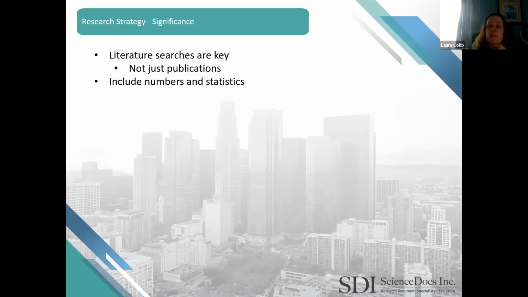Another key difference is really the type of information that you want to include. With an SBIR, it's really important that you include statistics and numbers with citations to back them up.